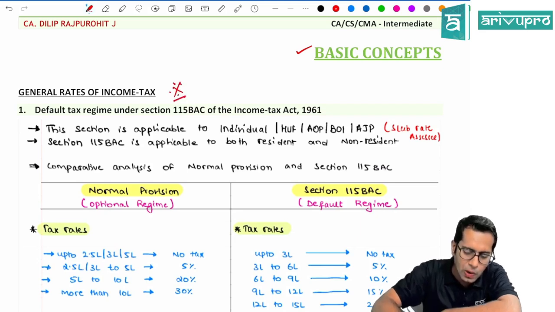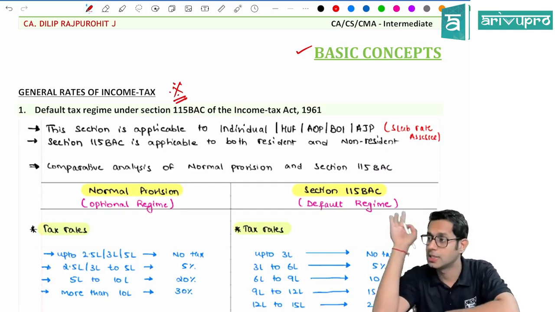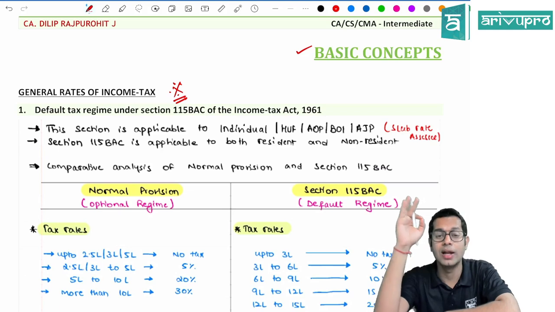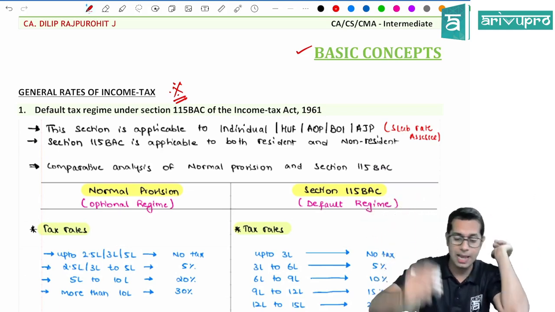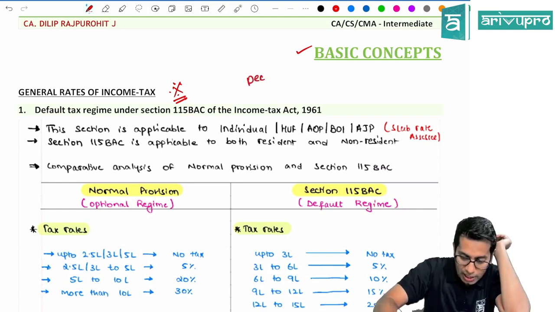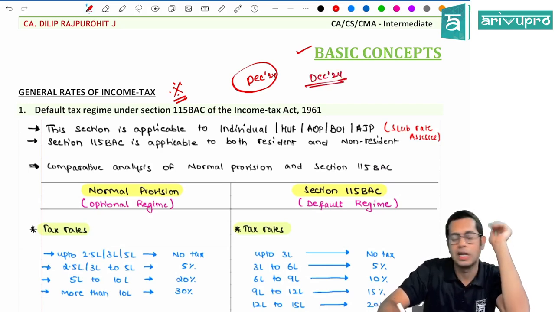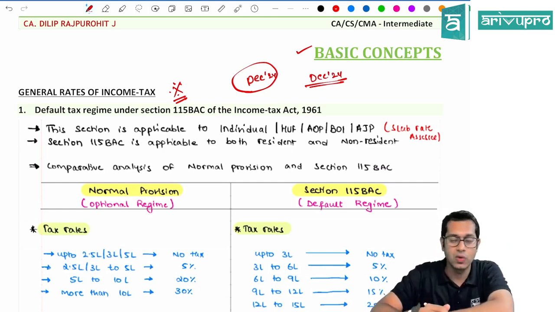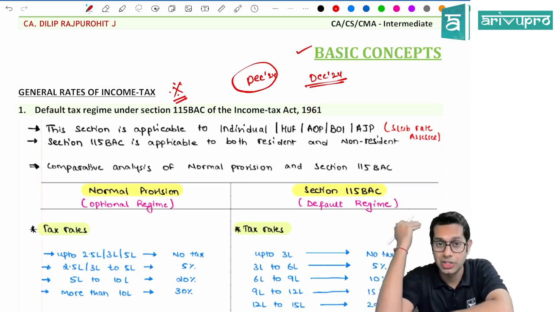This is the most important amendment for your examination, and please note, this discussion which we are going to do under income tax law is applicable only for those who are writing their examination in December 24. If you are writing your examination after December 24, whatever discussion we are going to do is not applicable to you. It is completely changed.